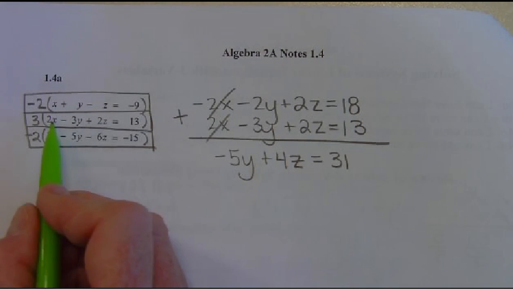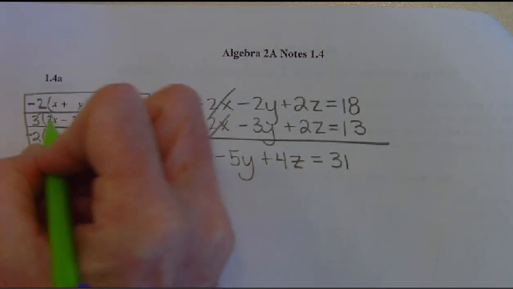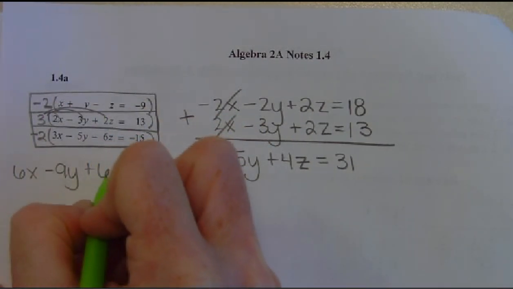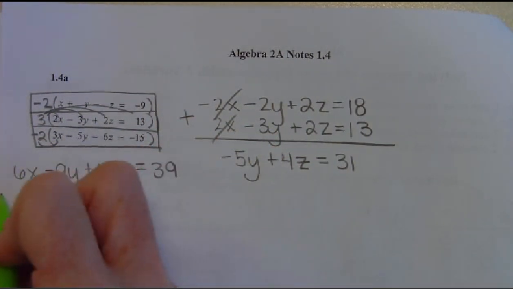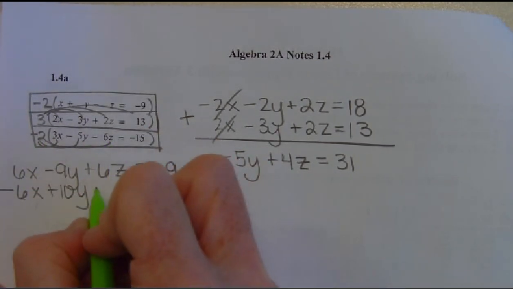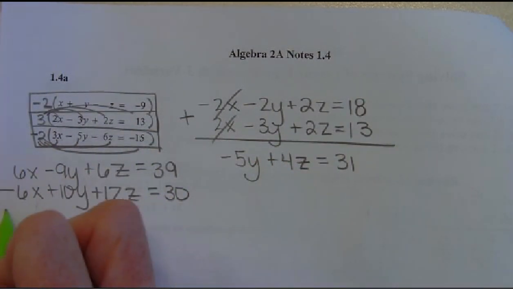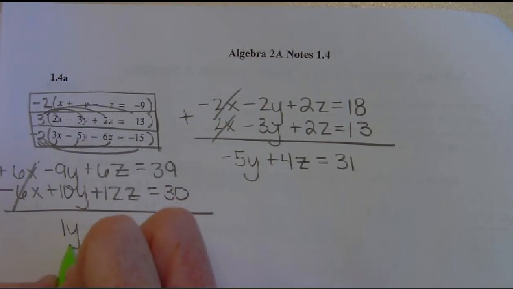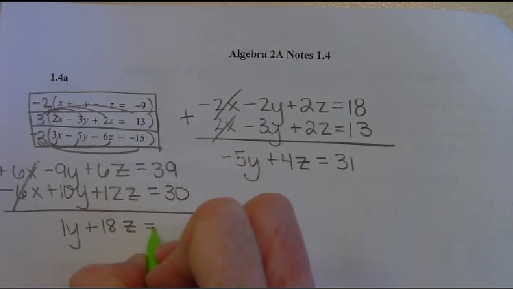So when I distribute the 3, I'm going to maybe do it right underneath here so it's close. I get 6x minus 9y plus 6z equals 39. And then I have a negative 6x plus 10y plus 12z equals 30. So then when I add down, I have 1y plus 18z equals 69.